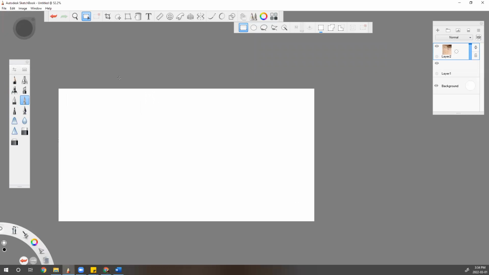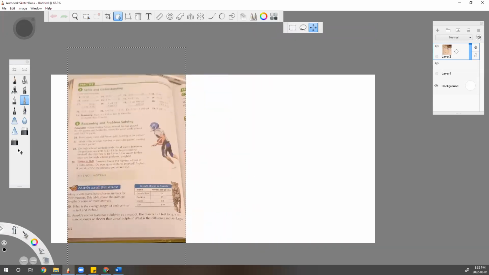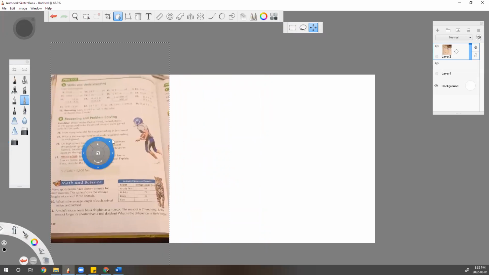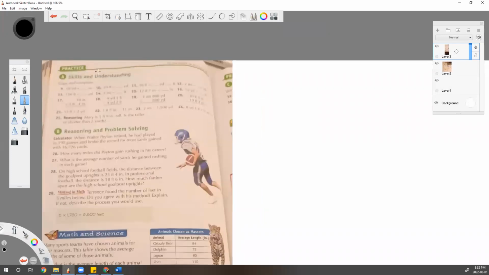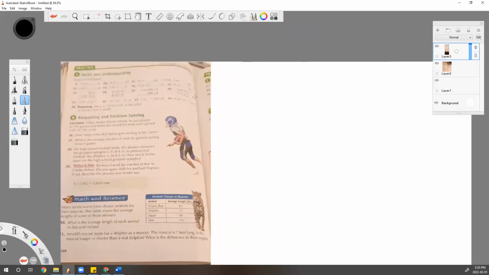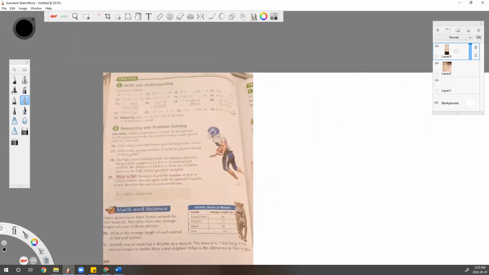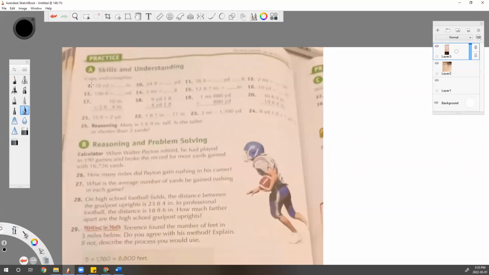Now let's do the skill and understanding right now. Okay, have you discussed this at school? No, not yet. Okay, so again, I will give you some time to do this. I will make it a bit clearer. So 18 yards.